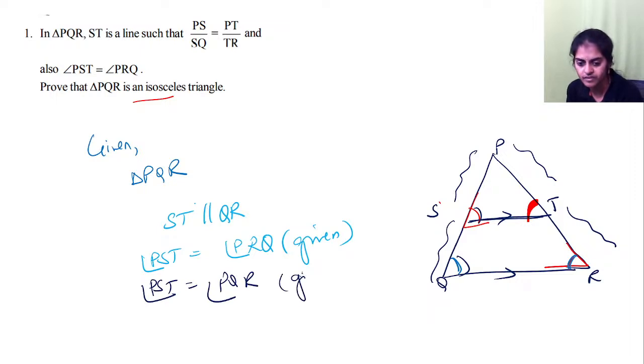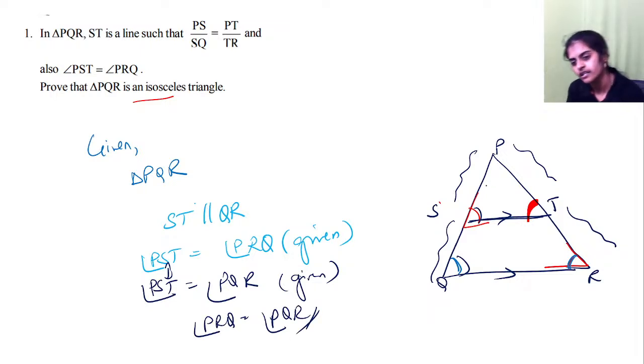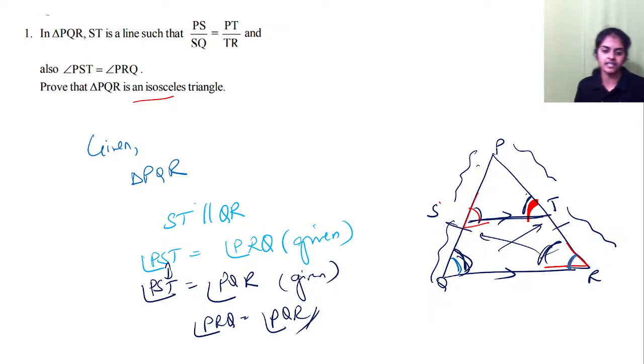Okay, so this is what we have found from the figure. Okay, ఇప్పుడు చూస్తే ఇది పిఎస్టీ ఇది పిఎస్టీ, so I can say angle PRQ is equal to angle PQR. PRQ అంటే ఈ angle, PQR అంటే ఈ angle, ఈ two angles. ఈ two angles equal కాబట్టి దాని opposite sides కూడా equal అవుతాయి. Opposite sides equal అంటే ఆ triangle ని isosceles triangle అంటాం.